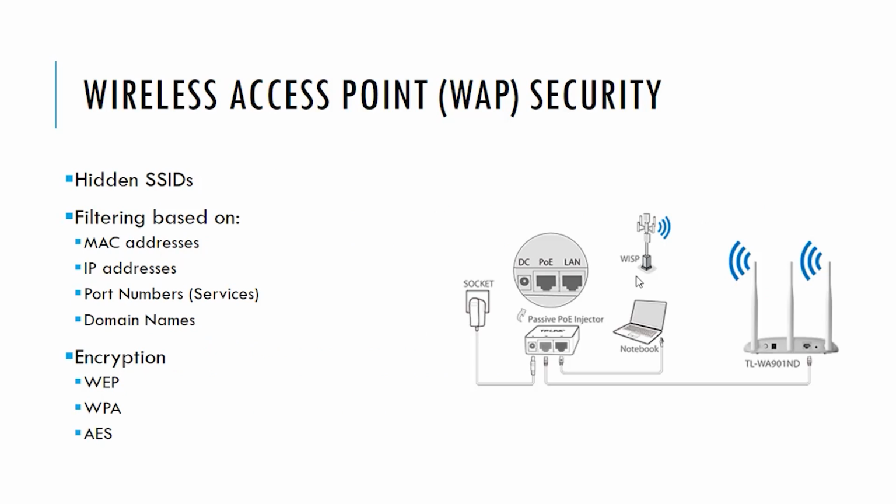The security features inside the wireless access point are many. The SSID itself can be hidden, so it is not exposed to the attacker. Access points use filtering based on several parameters. It can filter the traffic based on MAC addresses, or IP addresses, or port numbers, which means that it can filter the HTTP service based on port number 80. It can filter some domain names from accessing the network from inside to outside, or vice versa.